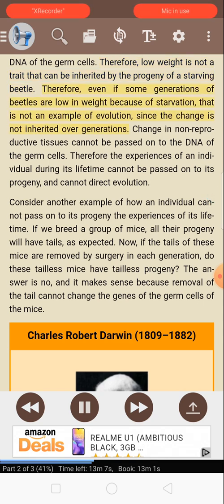Therefore, even if some generations of beetles are low in weight because of starvation, that is not an example of evolution, since the change is not inherited over generations. Change in non-reproductive tissues cannot be passed on to the DNA of the germ cells. Therefore, the experiences of an individual during its lifetime cannot be passed on to its progeny and cannot direct evolution.